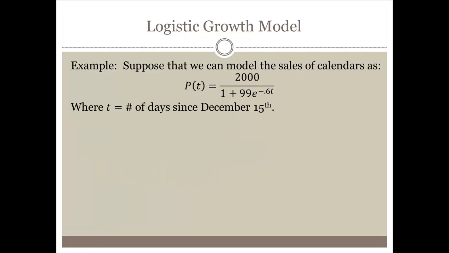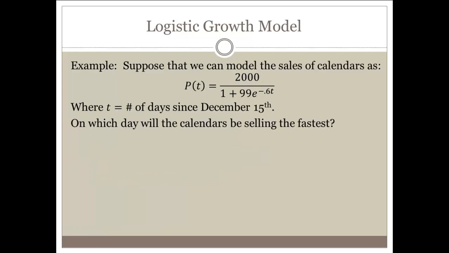We can also ask, on which day will the calendars be selling the fastest? To answer this, we first must understand the question. The phrase, on which day, is asking, what is t? And we know that when we are selling the fastest, we are at the point of diminishing return. So our question is, what is t at the point of diminishing return?